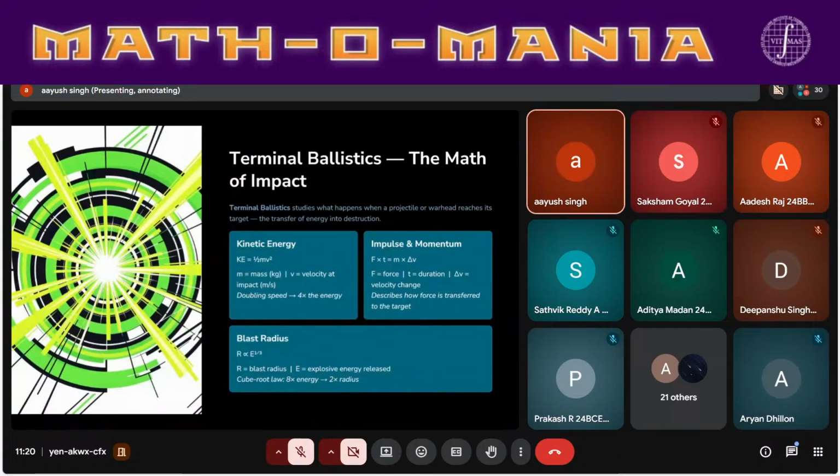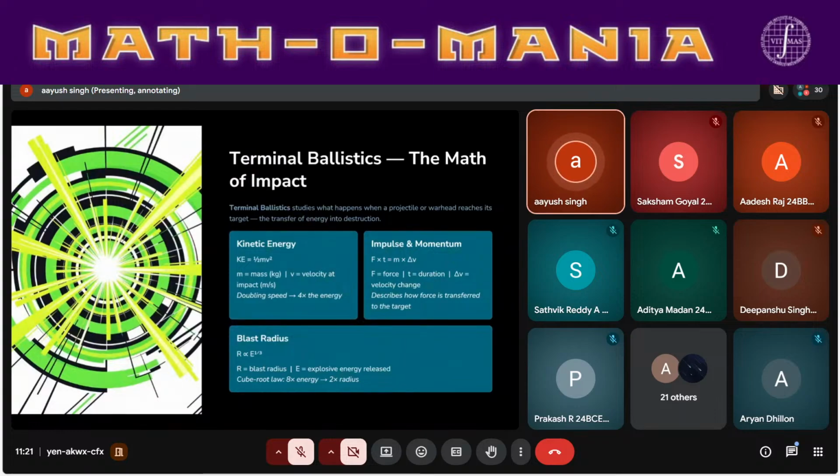First is kinetic energy, which is half mv square, where m is mass and v is velocity at impact in meter per second. So if we double this velocity, we will be increasing the energy by 4 times. Second is impulse and momentum. Impulse is essentially how force is transferred to the target in a small duration of time. It is defined by F into T, where F is the force, T is the time duration, is equal to M, which is the mass of the whole weapon, into delta V, which is the change in velocity.